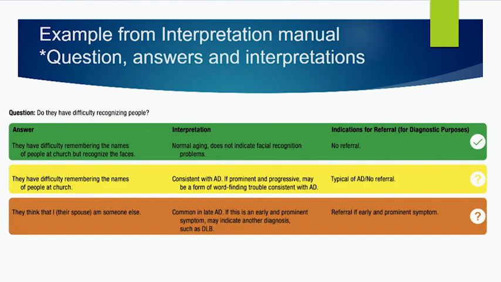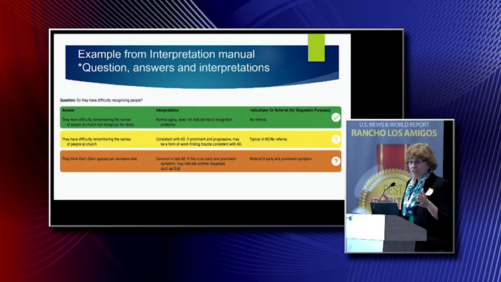So what does it look like? In the original toolkit, this is the kind of thing you would be looking at. The question is, do they have difficulty recognizing people? And then they give various types of answers. So if they have difficulty recognizing the names, but they can recognize the faces, well, that's probably normal aging, okay?